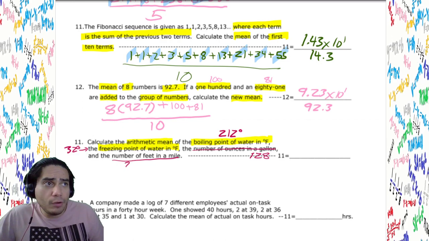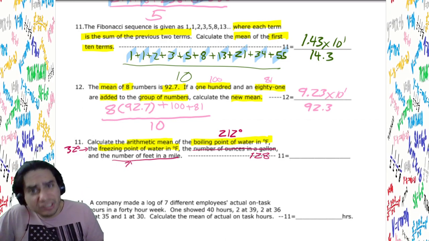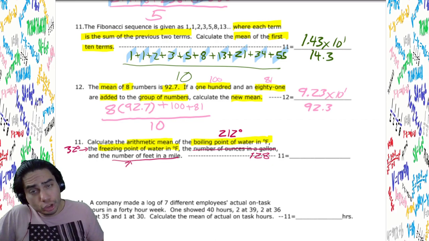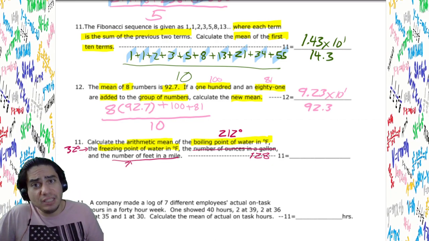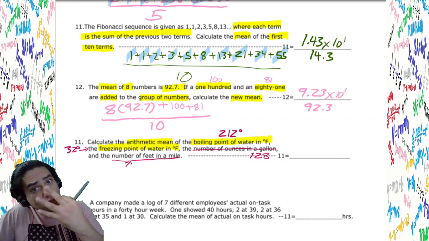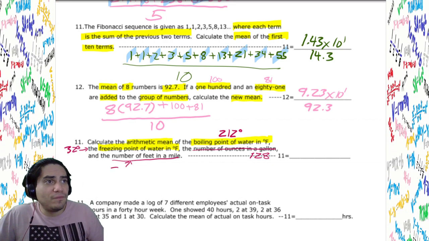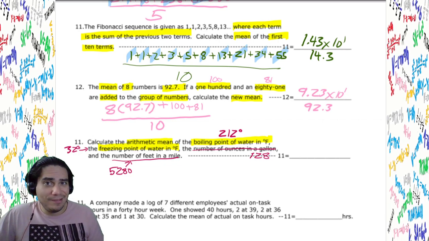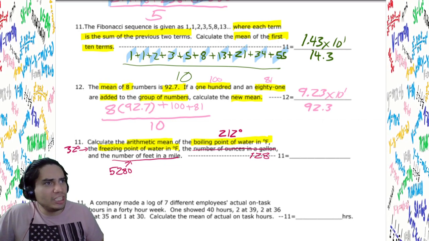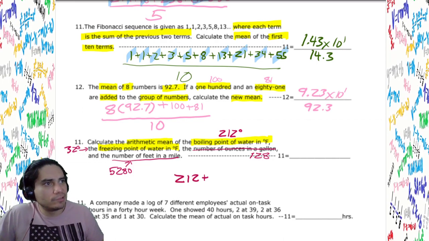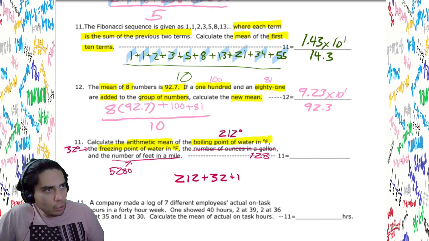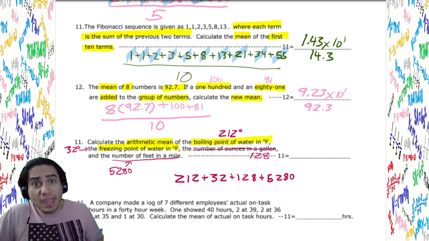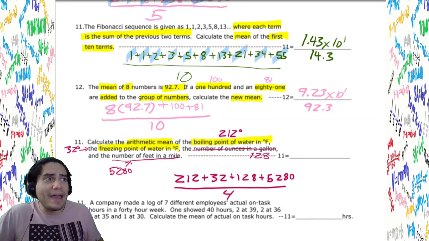So the number of feet in the mile, well, I know there's 1,760 yards in a mile, and I know there's 3 feet in 1 yard, so we could basically multiply 1760 times 3, and we end up with 5280. All right, so now we could do this problem. All right, ladies and gentlemen, so we're gonna go ahead and get 212 plus 32 plus 128 plus 5280. How many numbers did we add? Well, we added 4, so we're gonna divide by 4.